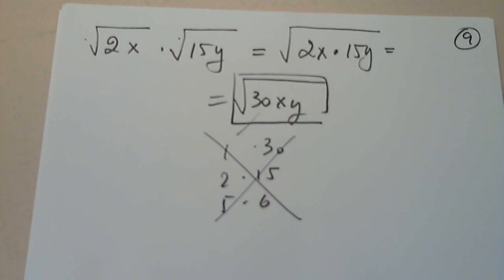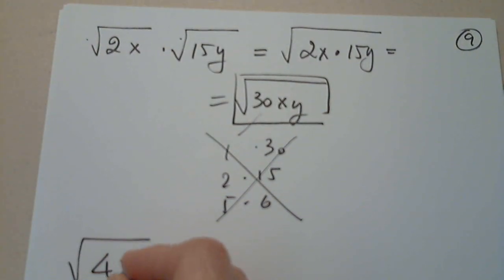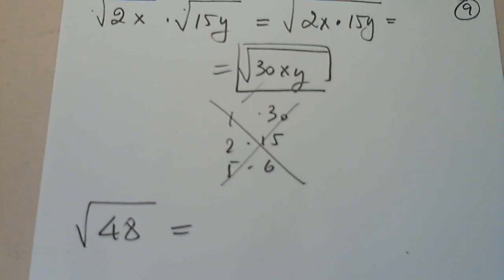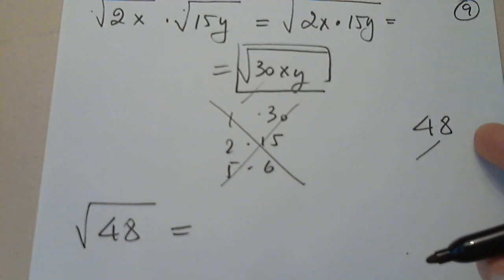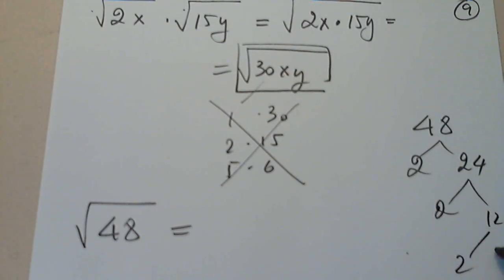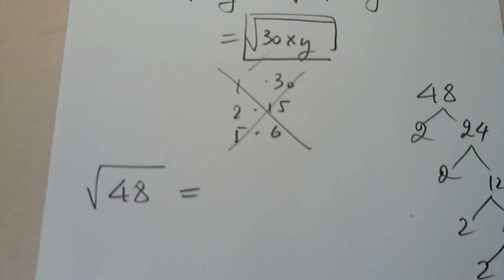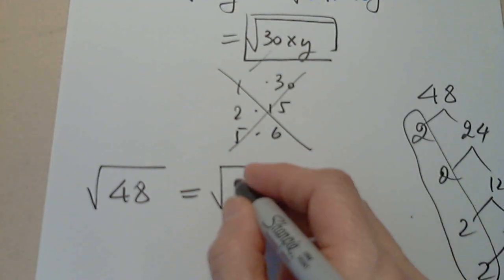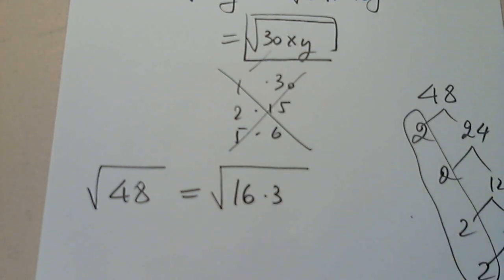But if I'm asked to simplify the square root of 48, that's a different story. Because the prime factorization of 48, let's take it on the side, it's an even number. And look what I have. I have the square root of 16 times 3.